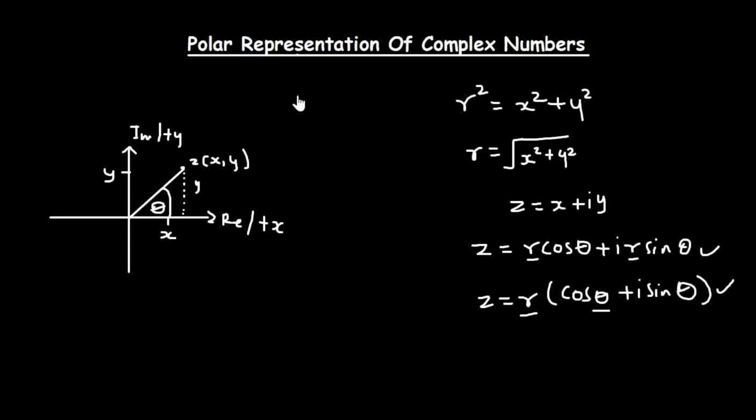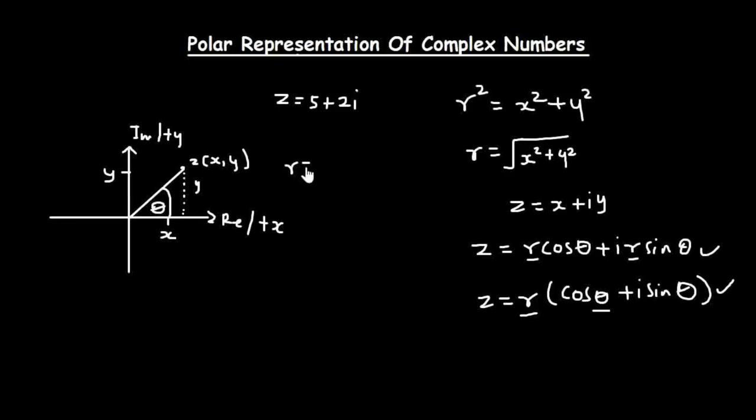Given the complex number, let's say z equals 5 plus 2i. So we have this complex number here, and you have to represent it in polar form. Let's look at how you're going to do that. The 5 here is the x and the 2 here is the y. Before you can continue, you have to solve for the modulus.